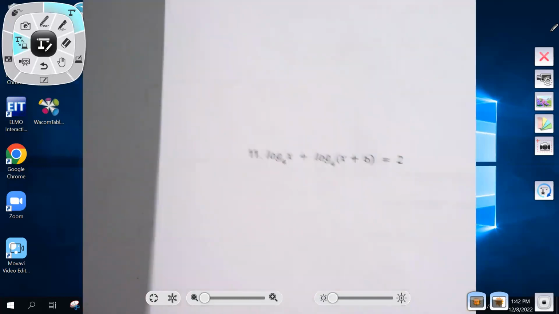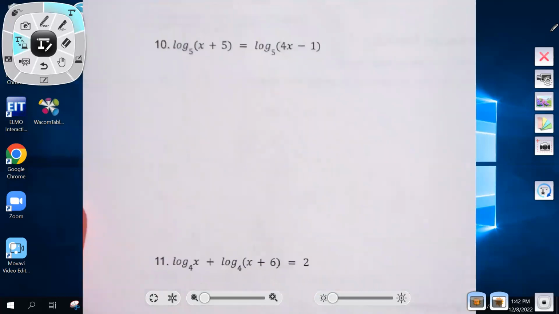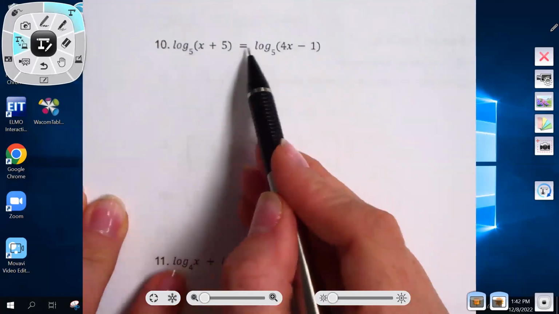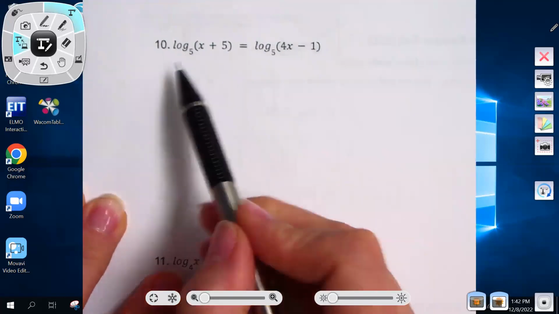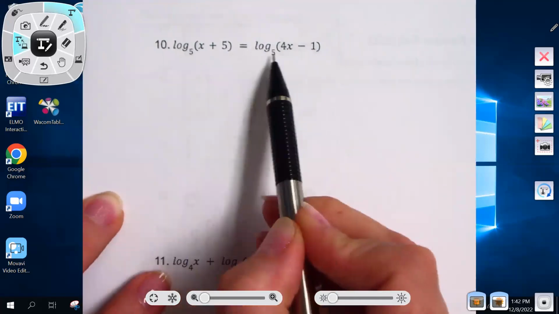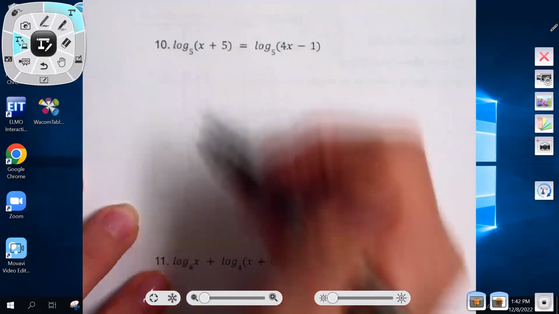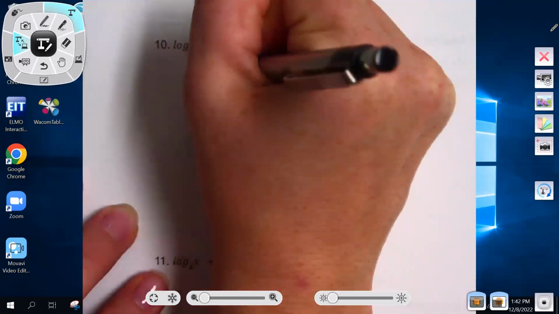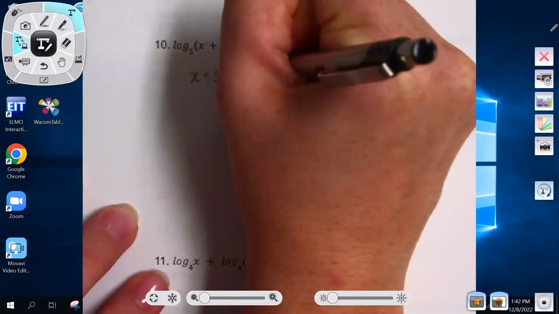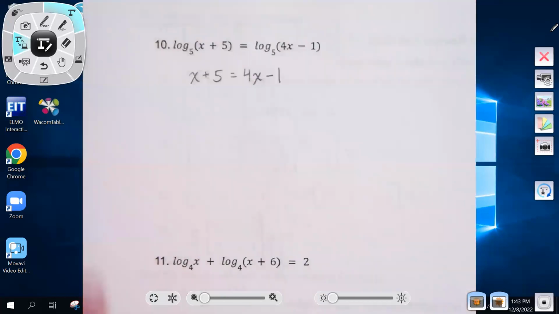Number 10. On number 10, we have a logarithm that's equal to another logarithm. As long as they have the same base, which in this case they do, they both have a base of 5, we can leave the logarithms off and set x plus 5 equal to 4x minus 1. Okay, so now we can solve for x.